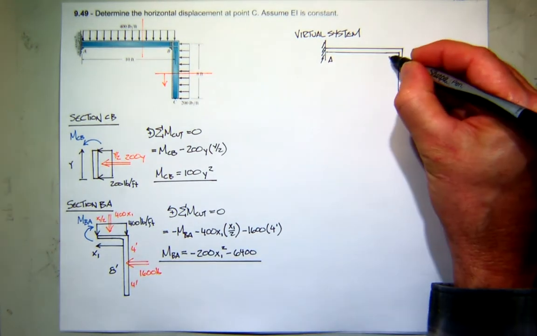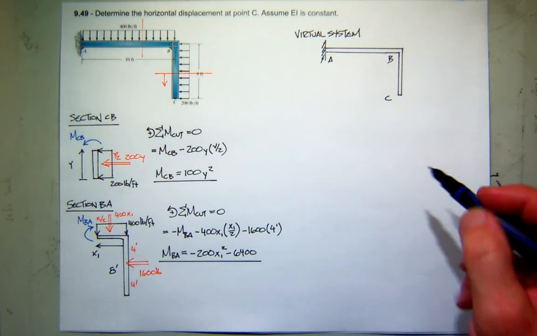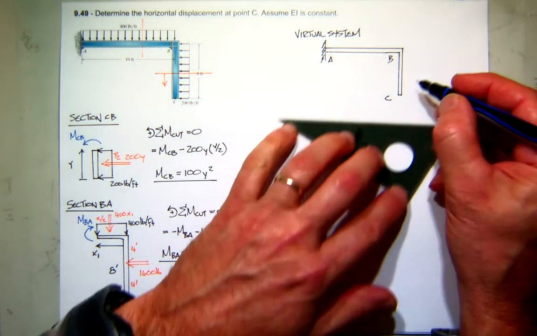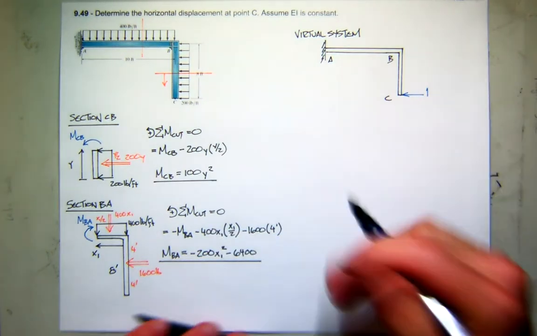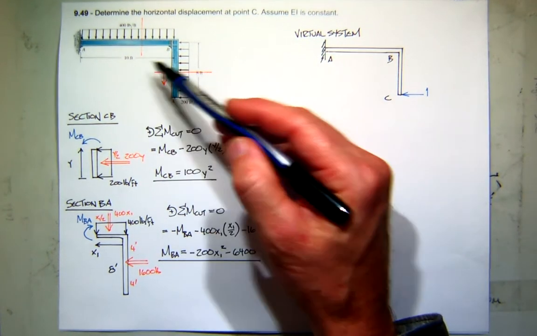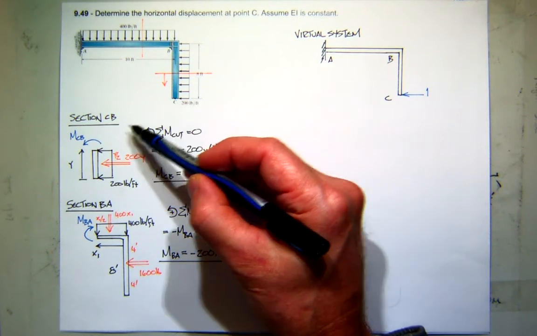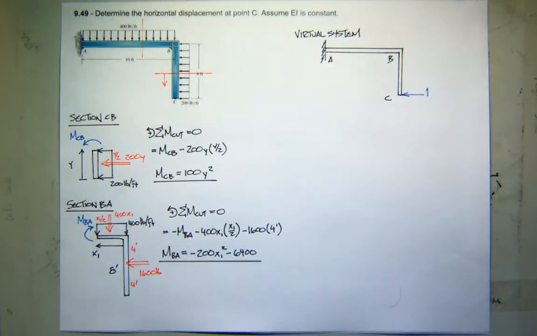A, B, C. So I'm now going to apply a horizontal force at C, and I'm going to assume that it goes in this direction. That is an assumption, but I'm just looking at the way the load is acting to the left and acting down. I think C is going to swing this way, so I'm just going to assume that's the way it's going.